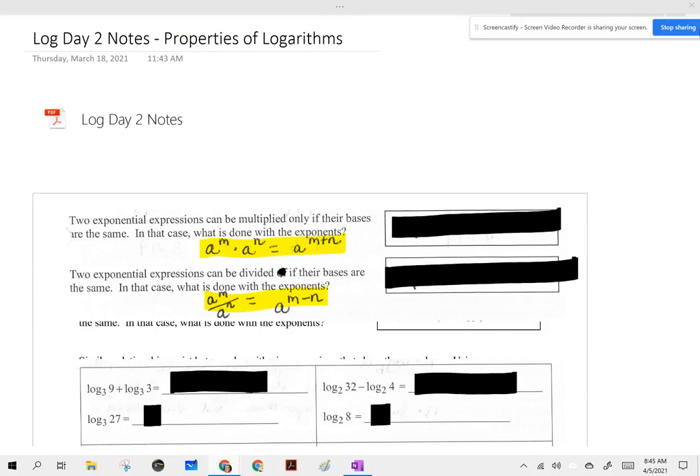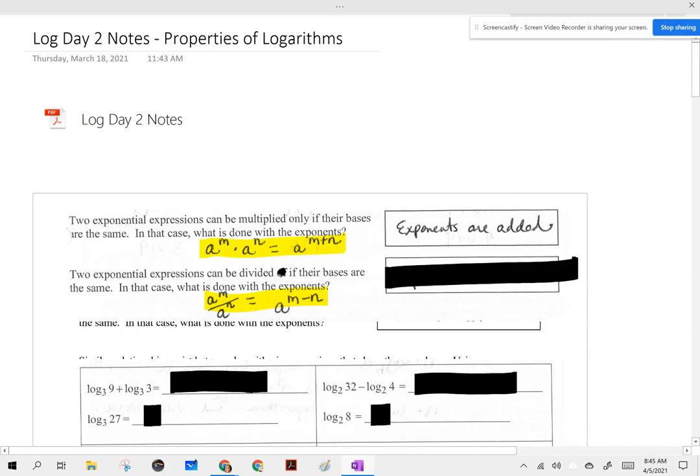All right, so log day 2 notes is all about properties of logarithms. So let's take a look at page 1. It says two exponential expressions can be multiplied only if their bases are the same. And in that case, what is done with the exponents? In highlighted yellow, we have the situation where the bases are the same and we are adding the exponents. So in this case, the exponents are added.